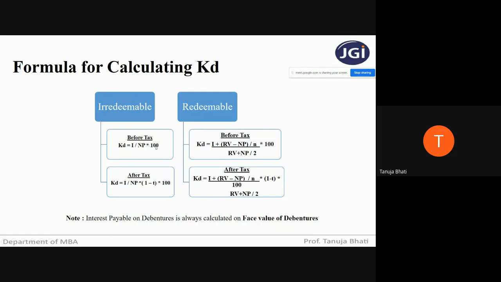Why into 100? Because we always calculate costs in percentage. When you want an answer in percentage, you always multiply the answer by 100. The cost of debenture, or the cost of preference shares, equity shares or bank loan, is always in percentage, therefore you multiply the formula by 100. Next is after tax. After tax, the formula remains the same, only in the bracket you put 1 minus t, where the tax rate will be given in the problem.